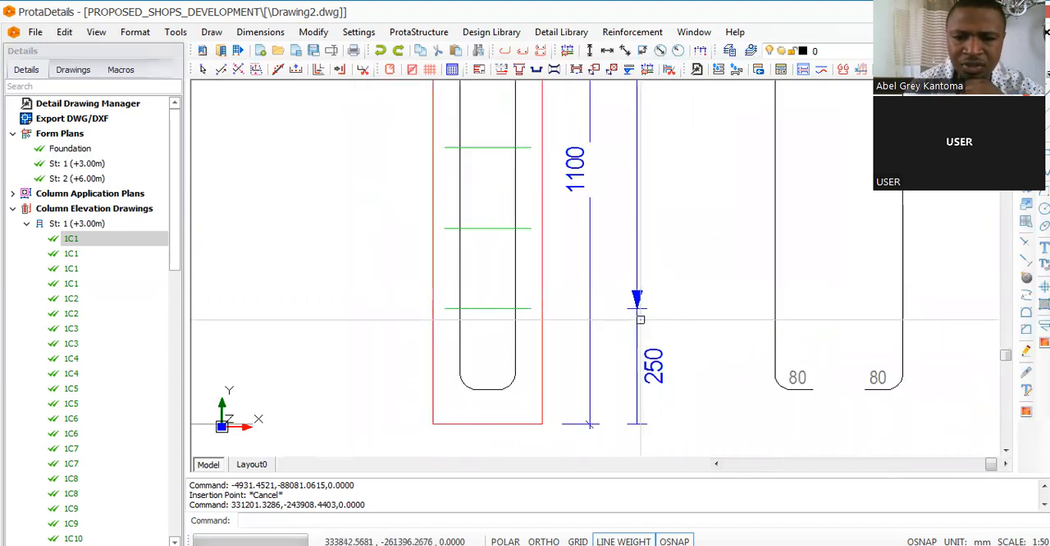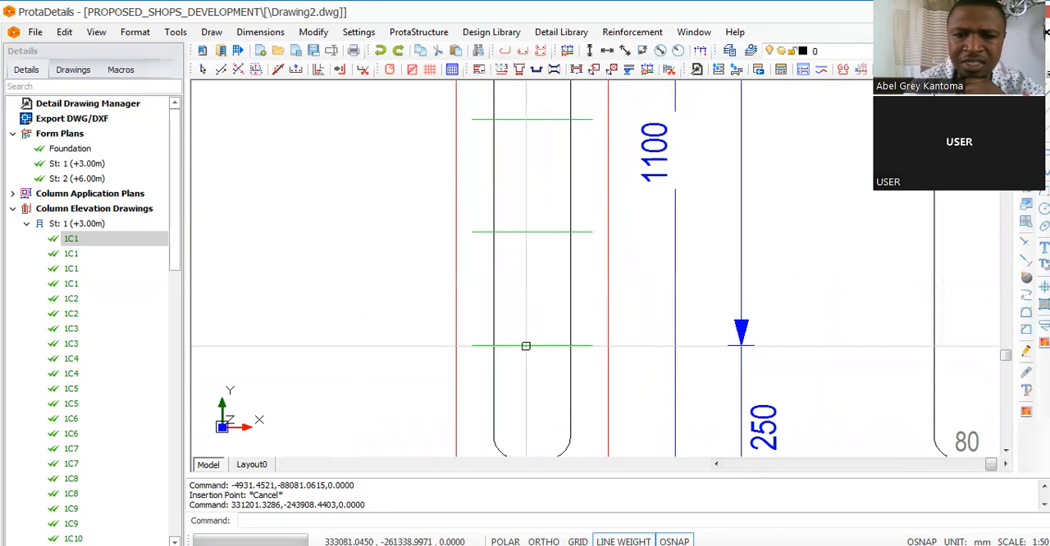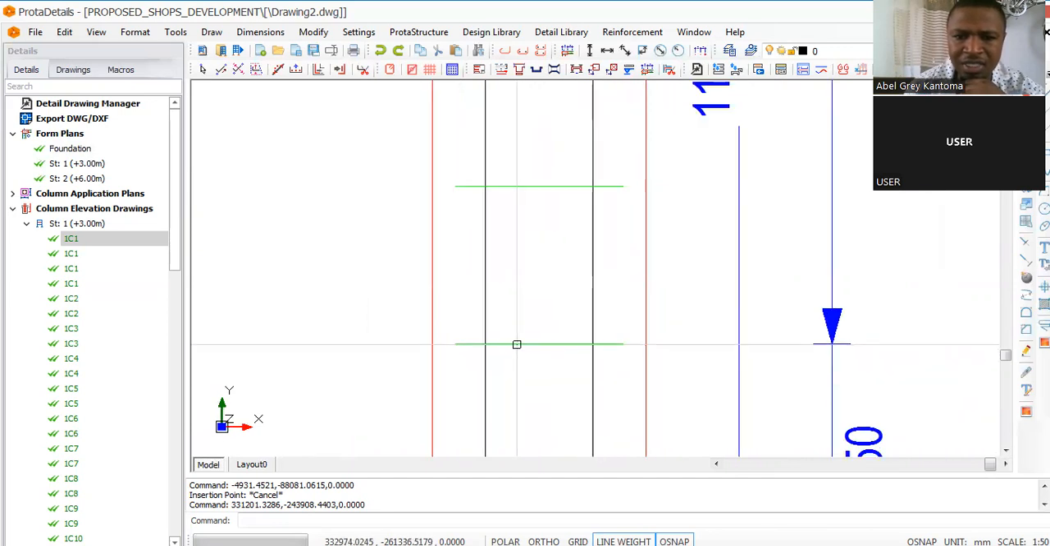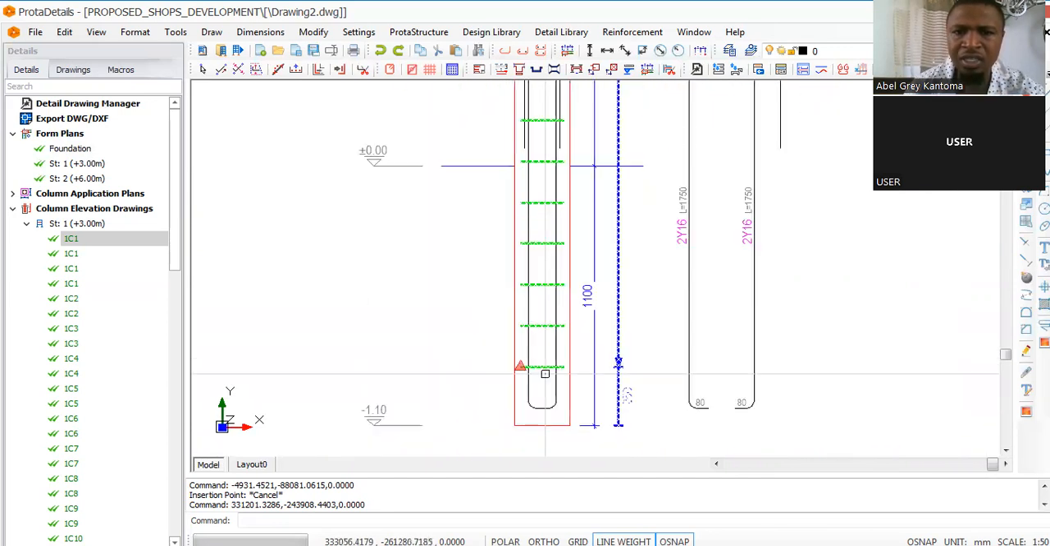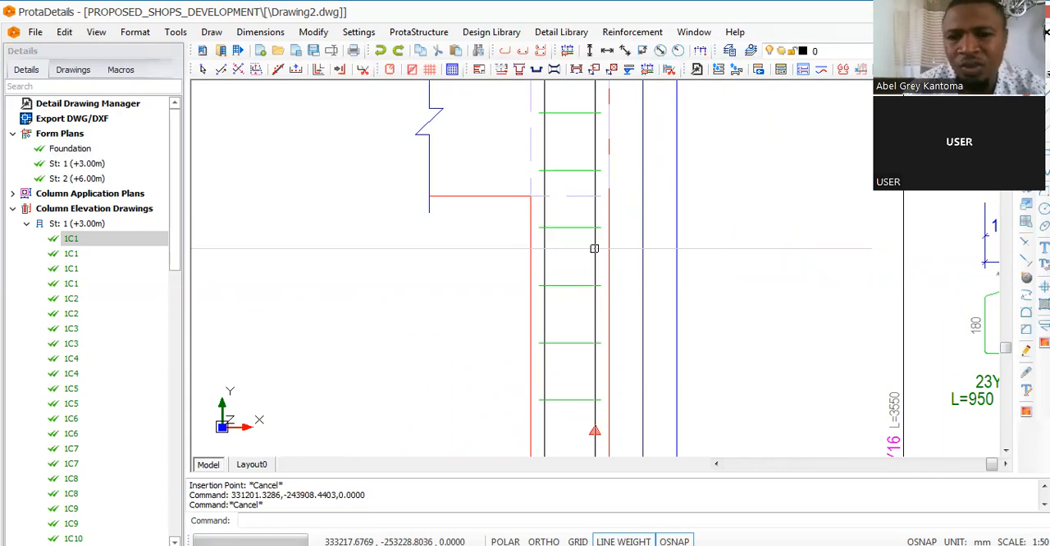This thickness, this depth here, is around my footing. This line that you see, I think this is a green color. This line is representing your links. This other one that is black, this black line, that is the main longitudinal reinforcement. It is Y16.